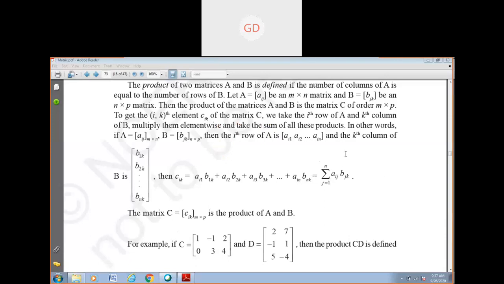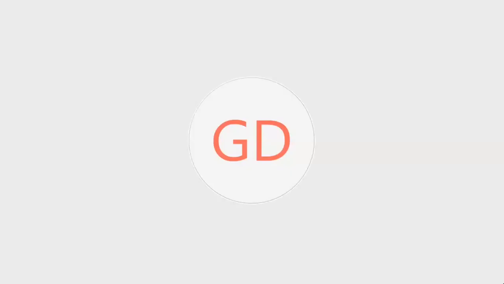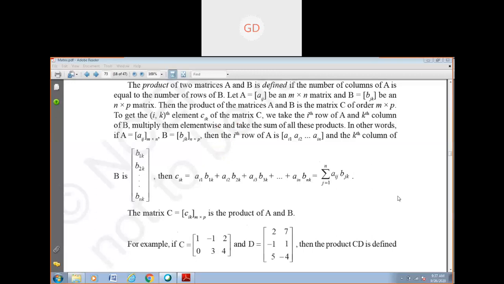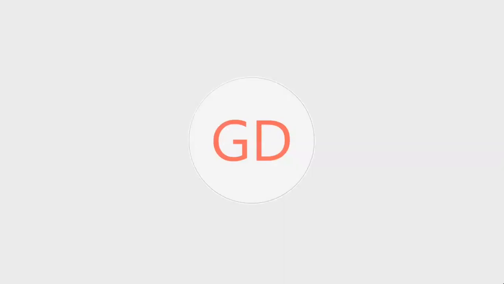So in matrix multiplication, that is multiplication of a matrix by another matrix, there is a certain rule to have the resultant matrix. And what is the rule to maintain for writing the elements of the resultant matrix? That is how to multiply one matrix by another matrix.